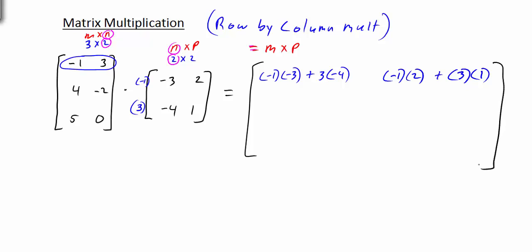And then we're going to move down to the next row. We have 4, negative 2. So here we would multiply 4 and negative 2. So we're going to take 4 times negative 3. And then you're going to take negative 2 times negative 4. So negative 2 times negative 4.